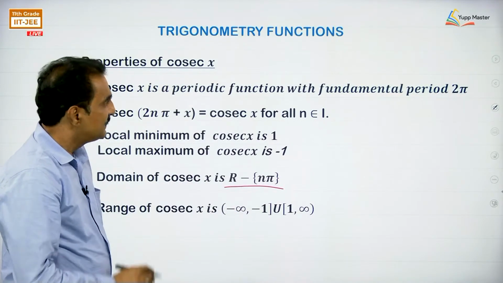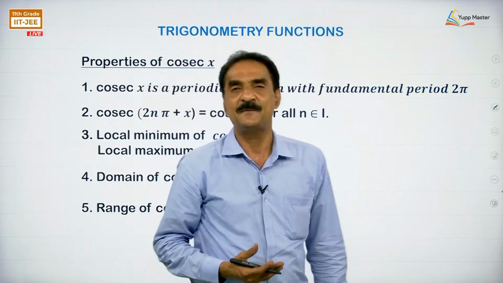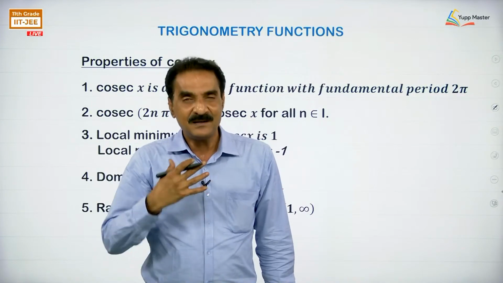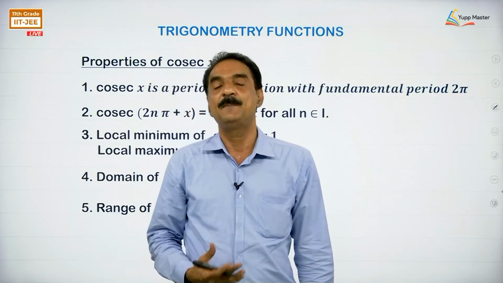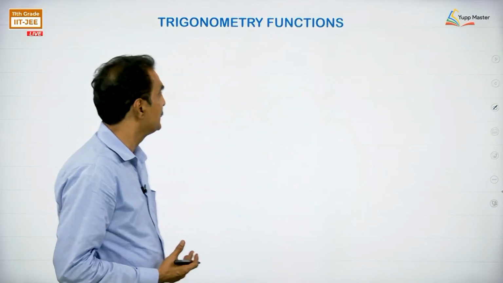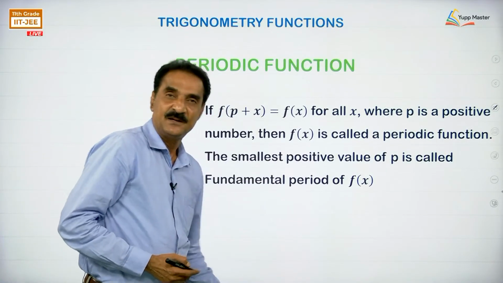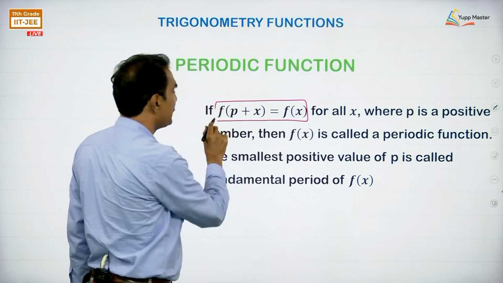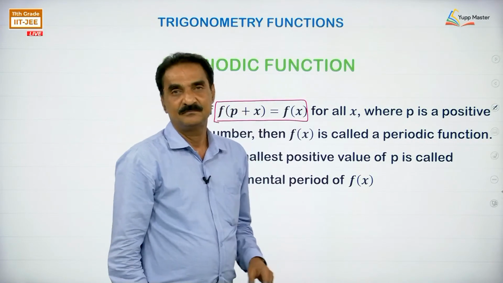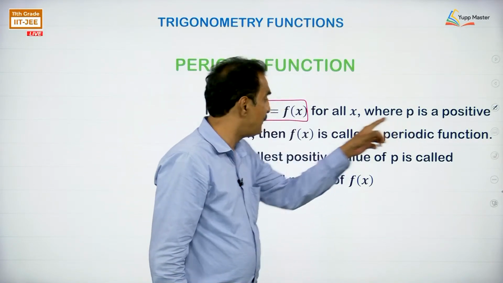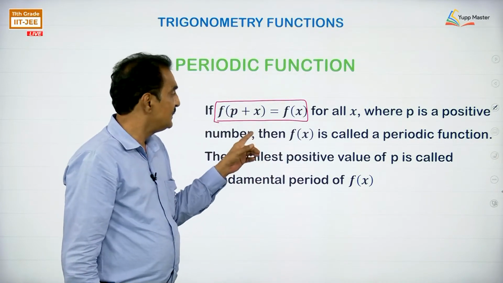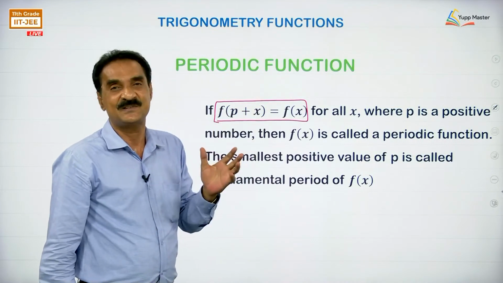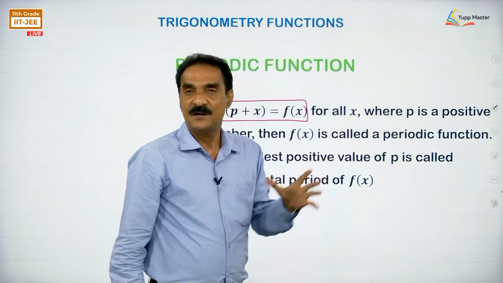Now, so far we have seen that all trigonometric functions are periodic functions, the repetition of behavior. Now, what is the mathematical definition of a periodic function? Let us discuss. Periodic function, the definition is, if there exists a positive number p such that f of p plus x is equal to f of x for all x, then f of x is called a periodic function.